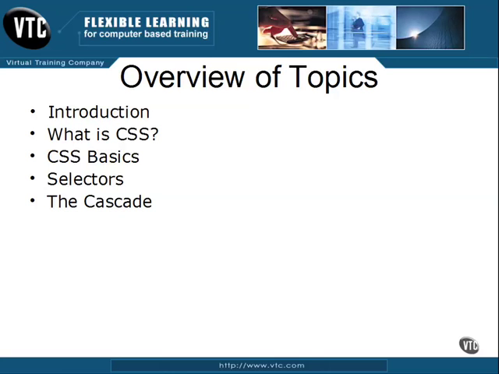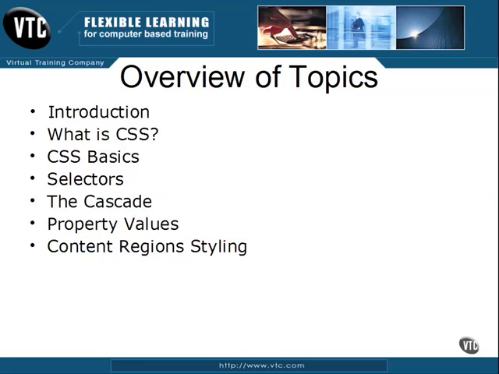Then we're going to take a moment and look at the different values that we can use for our properties. Now this is going to be talking about different measurement systems, different color systems, things like that that we can associate with the elements that we want to affect. Then, with all of that in mind, we start looking at how we can assign these different values to specific elements in our documents to stylize them.